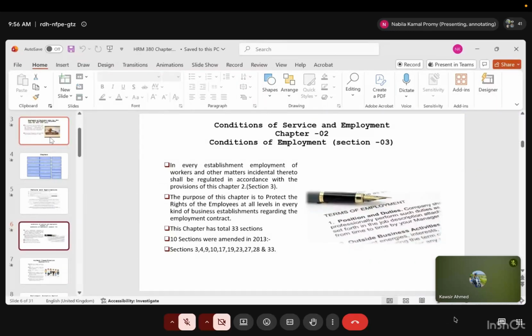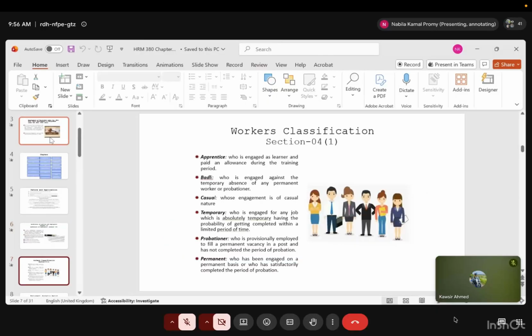For instance, chapter 2 of Bangladesh labor law basically talks about conditions of employment, and then we talked about how Bangladesh labor law classifies employees. According to Bangladesh labor law, there are different categories of employees. So we talked about what we mean by apprentice, badli, casual employee, temporary employee, probationer, and permanent employee.